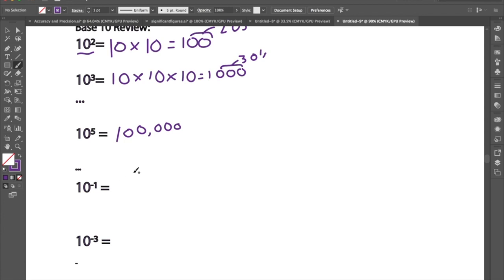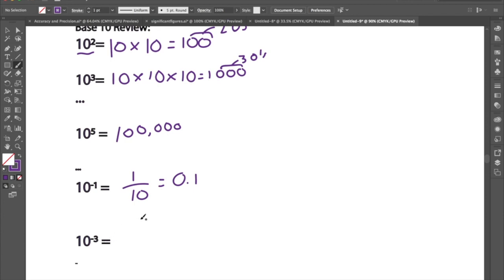The same is true for negative exponents, except this time we're taking the inverse of this number. That is, we're taking this number and putting it under 1. So 1 over 10 to the power of 1, or 1 over 10, which equals 0.1, or 1/10, which is just one spot over to the right of the decimal.